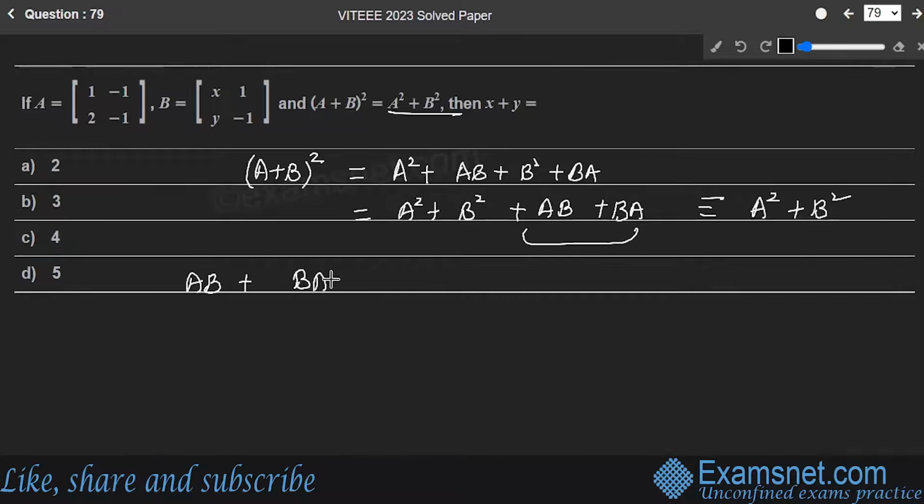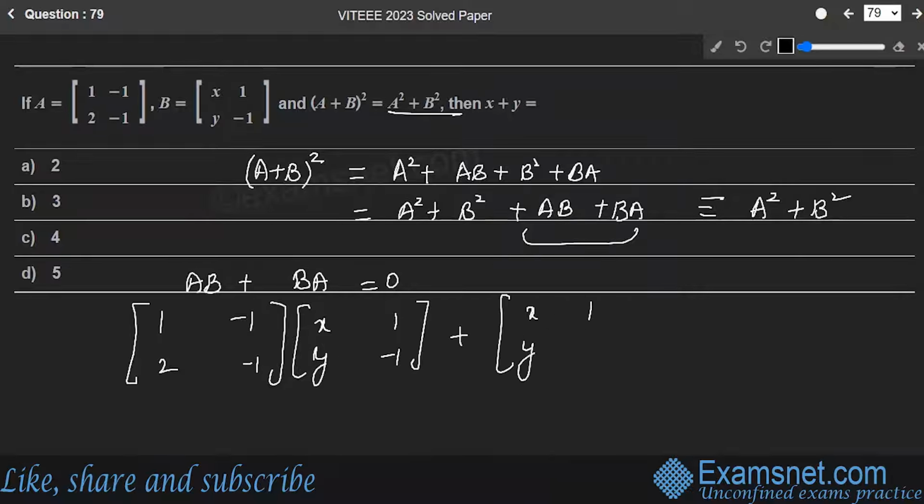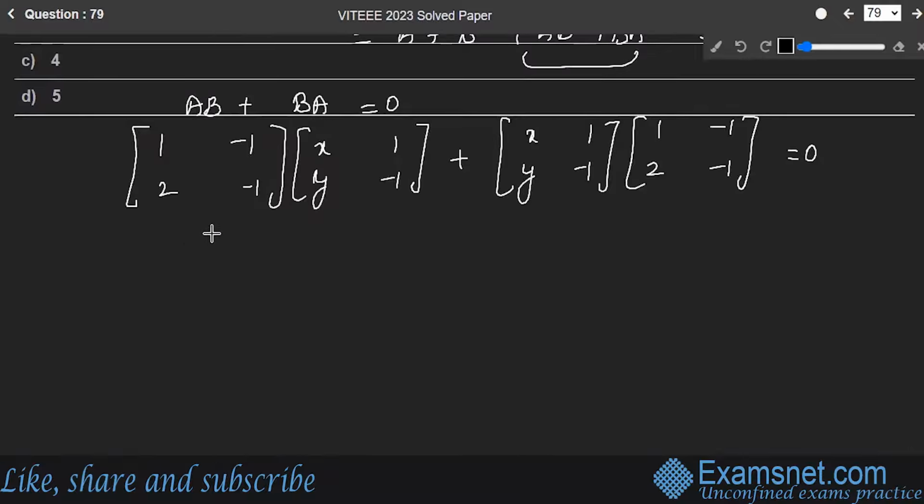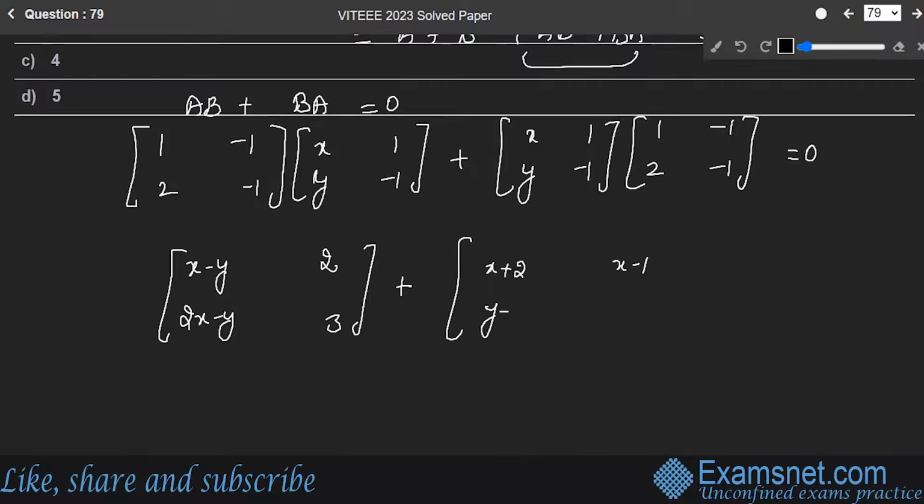AB plus BA is equal to 0. AB is this matrix with 1, minus 1, 2, minus 1, and B is x, 1, y, minus 1, plus BA, that is 0. So let's do the multiplication. You have x minus y, 2, 2x minus y, 3, plus x plus 2, x minus 1, y minus 2, minus y plus 1 is equal to 0, which can be written as the 0 matrix, the null matrix.